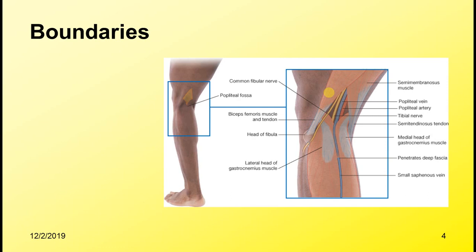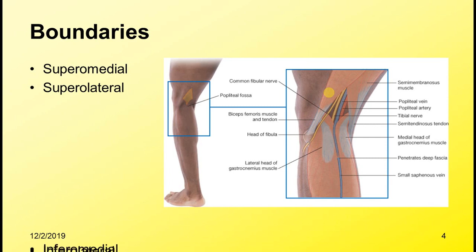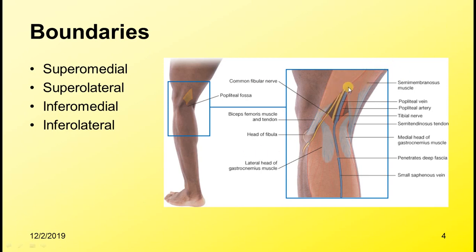Like any other fossa, or for that matter any other region we have seen, in case of your femoral triangle, adductor canal or cubital fossa, in the same way here also the boundaries are as usual. It has a roof, it has a floor, and it has 4 walls: superomedial, superolateral, inferomedial and inferolateral. So that will be your 4 walls which you are able to see here: superomedial and superolateral.